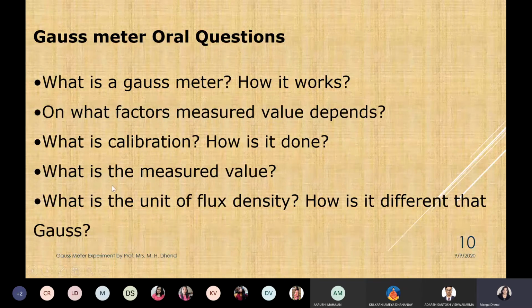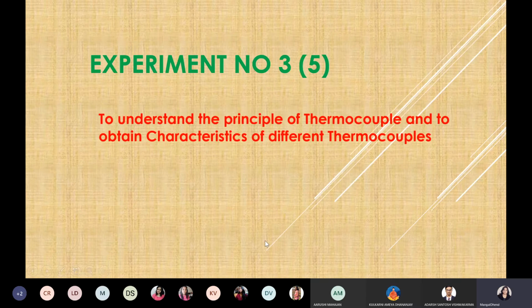Okay. What is the measured value? So you just see what is measured value. What is the unit of flux density? Unit of flux density is what? Gauss and another flux density. You answer me after performing experiment, and you just tell me the relationship between that conventional unit of flux density and the Gauss also. Okay. And how it is different than Gauss. So you must know the relationship between two units. Okay. Now this we have already done it.